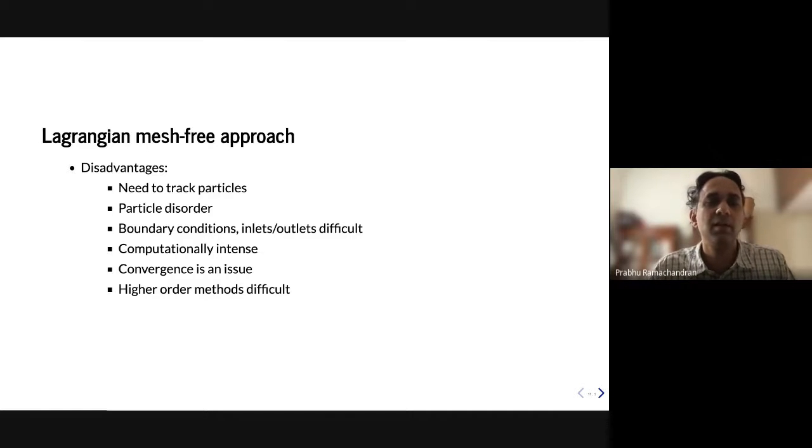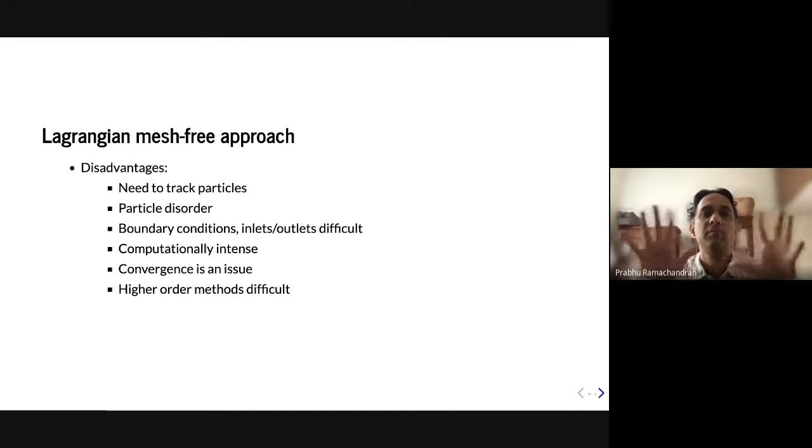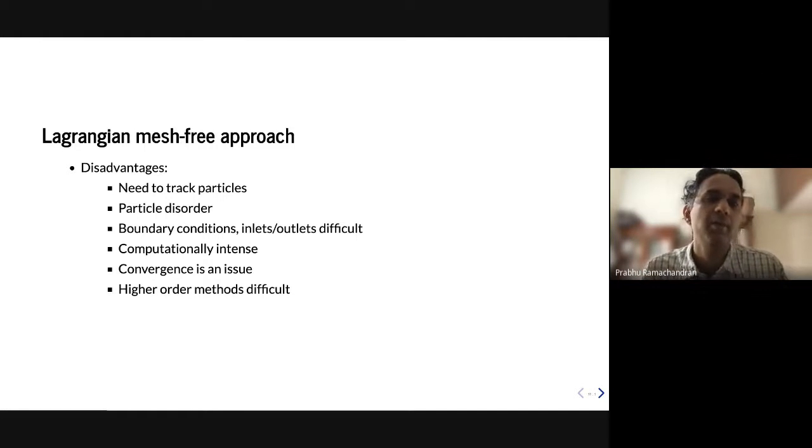It's not a big deal, especially not these days with the kind of computational power we have. But still, you need to keep track of those particles, and you have to think in a slightly different way. The major issue with this business of everything being Lagrangian is that there is what's called particle disorder, which means you may start with a nice uniform mesh, as in quote unquote mesh of particles, but eventually these particles will move based on the local dynamics, local advection, and this ends up causing numerical issues.